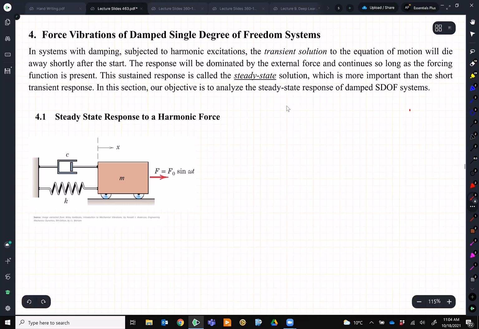All right. So let's continue with chapter 4, forced vibrations of damped single degree of freedom system. Going back to the classification that we did in the first lecture, we are still in single degree of freedom systems. And this time we have spring and we have damping. And we added something else to it, and that's a harmonic force.